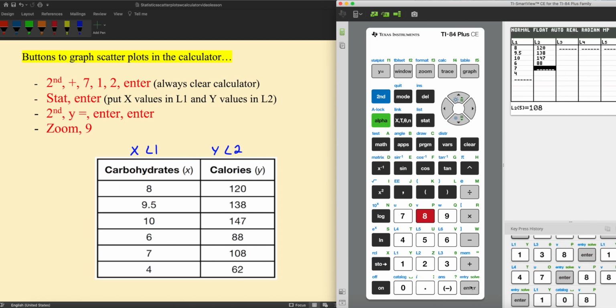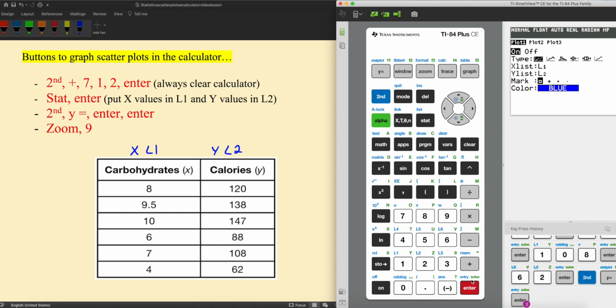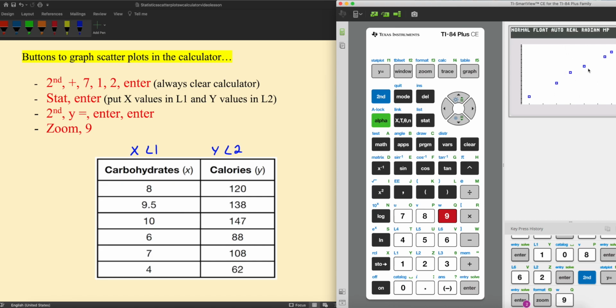What you want to check before you go through, always check, because if you have one extra number here or one extra number here and these aren't equal, then it's not going to work. You're going to get a syntax error, so you have to know that. So now that I know I have the same amount of numbers in both L1 and L2, it's second function, Y equals, enter, enter, and what that does is that locks on the scatter plot. Notice here's your scatter plot here, and it's on. And now you just hit zoom, which is right here in the middle, and then 9, boom. And guys, there is your scatter plot.